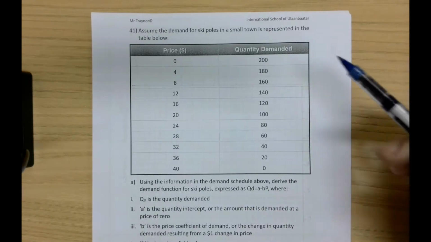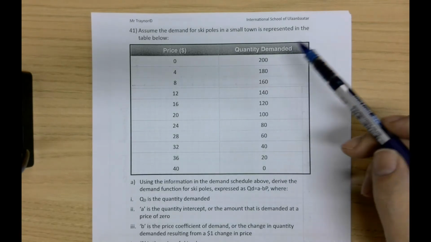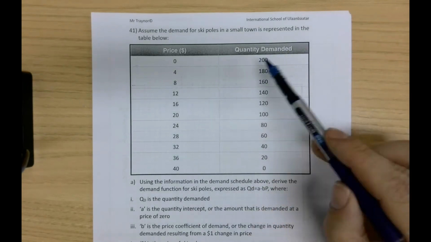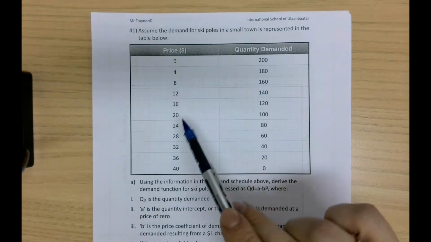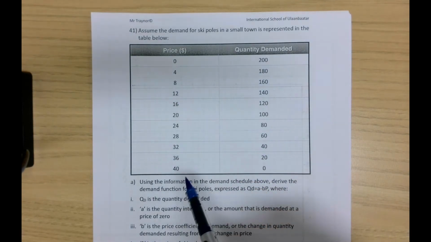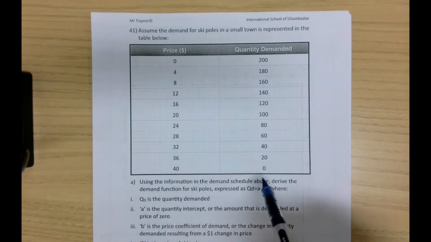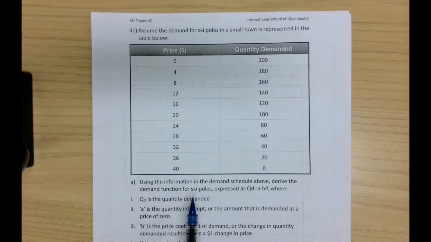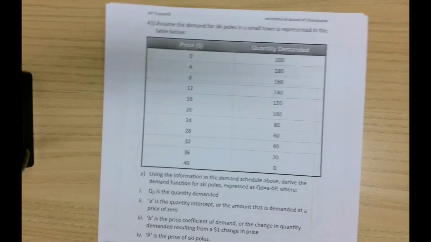Okay, so assume the demand for ski poles in a small town is represented in the table below. Quantity is 200 at a price of 0, with prices going up in increments of 4, until we get to 40, where the quantity demanded is 0. Now, using the information in the demand schedule above, derive the demand function for ski poles expressed as QD equals A minus BP. I prefer plus BP, but whatever.